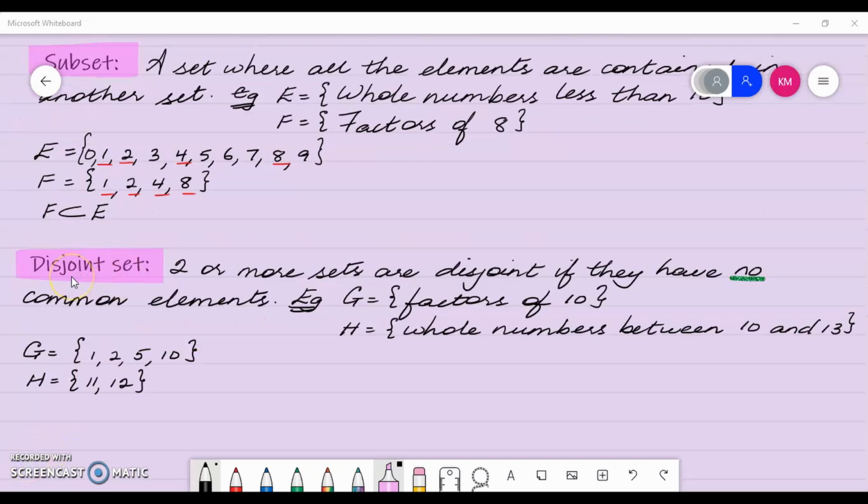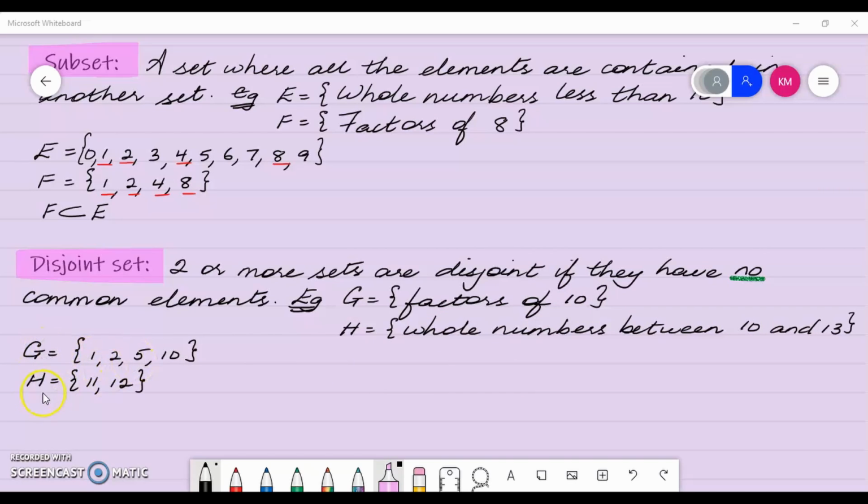So next we move on to disjoint sets. Two or more sets are disjoint if they have no common elements. So for example, let's take G and H, which are two sets. G is the set of factors of 10 and H is the set of whole numbers between 10 and 13.